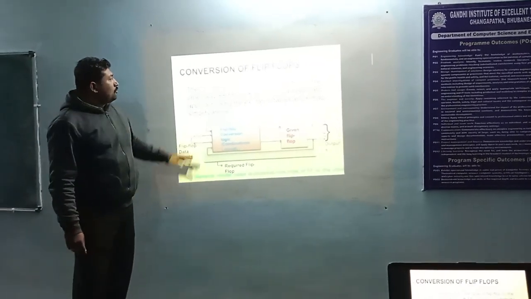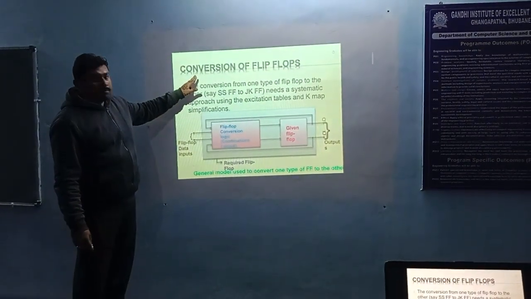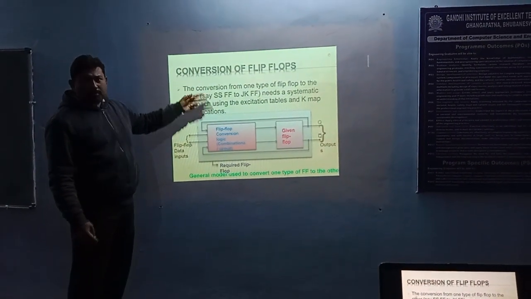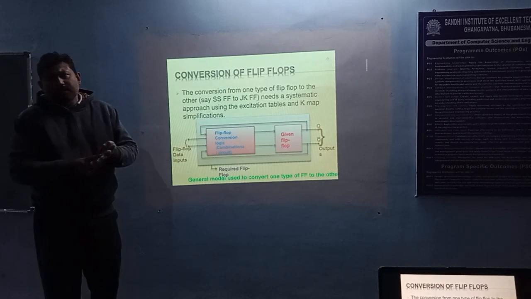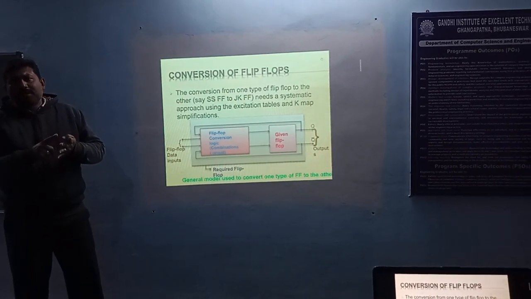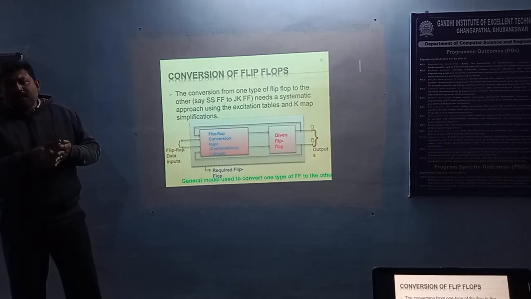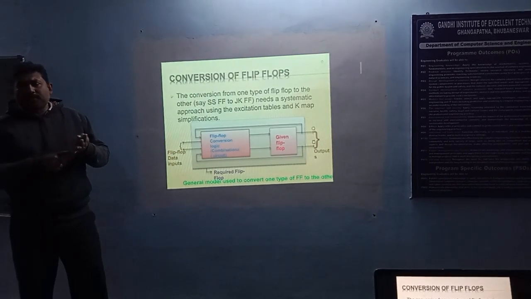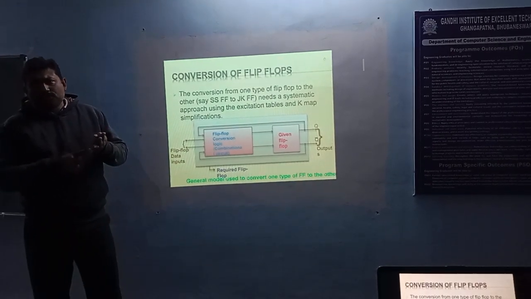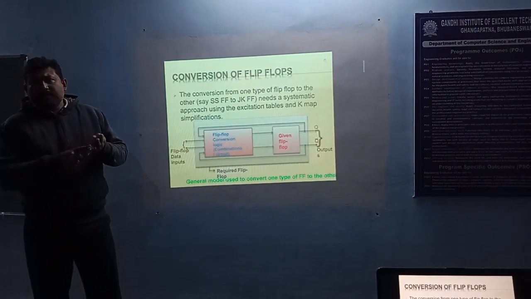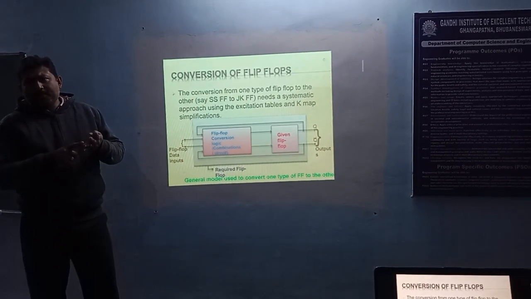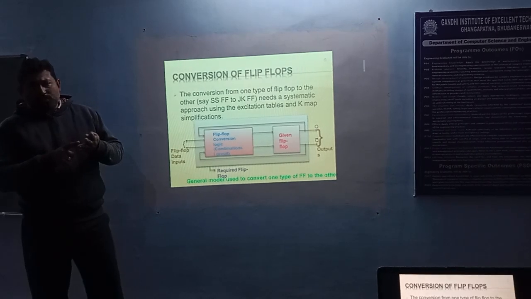And today we're going to study the conversion of flip-flops. Before going to this conversion of flip-flops, we have studied four types of flip-flops in the last classes. One is SR, one is JK, one is D, and one is T. For all those flip-flops, we have tried to understand how they work. We have also tried to find out the truth table, the characteristic table, and the excitation table, and we have solved the K-maps and tried to find out the equations for all these things.